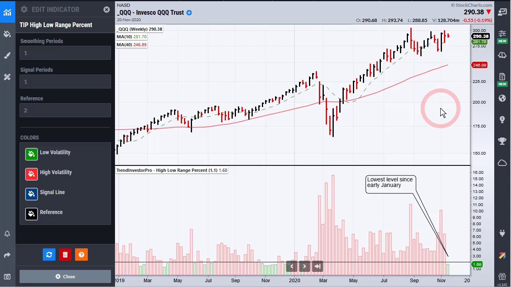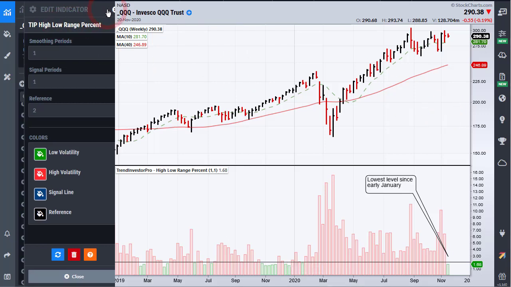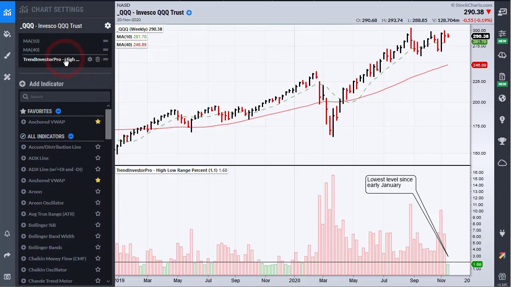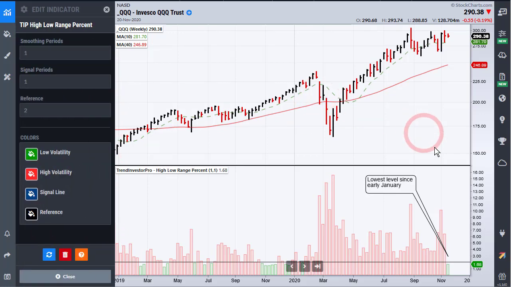But another indicator that's on there is called high-low range percent. And so I'll just close that. And when you have the plugin, you can see all the indicators down there below. Now, high-low range percent, I want to look at the settings for you. So this is a weekly chart, and I've got smoothing periods at 1. So that means there's no smoothing. It's just a 1-week high-low range percent.